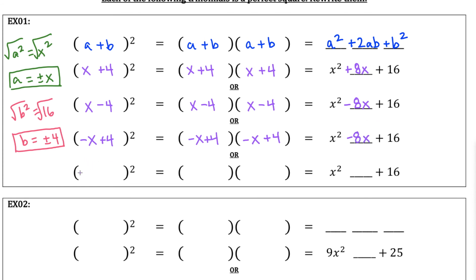And then both can be negative. (Negative x minus 4) squared is negative x minus 4 times negative x minus 4. And negative x times negative x is x squared. Negative 4 times negative 4 is 16. And then we end up with negative x times negative 4, which is positive 4x. And we get another positive 4x, so we get positive 8x. Cool.